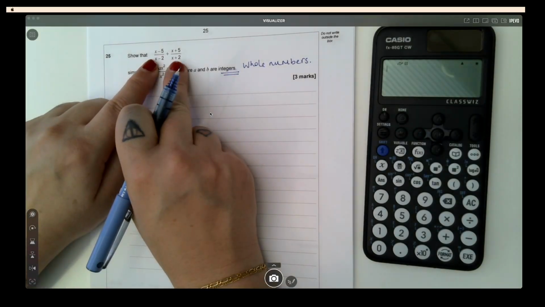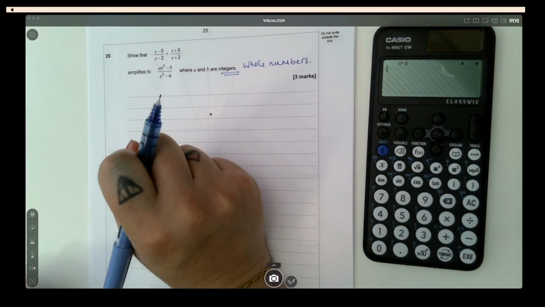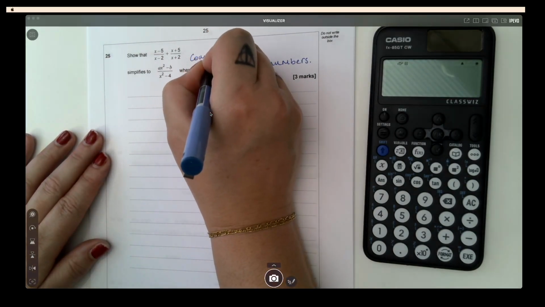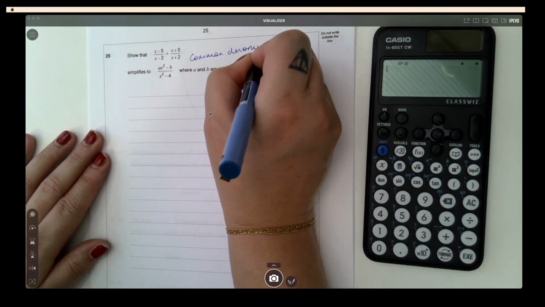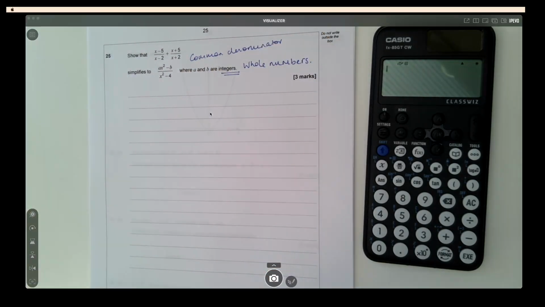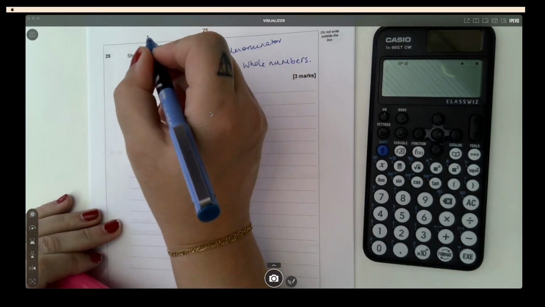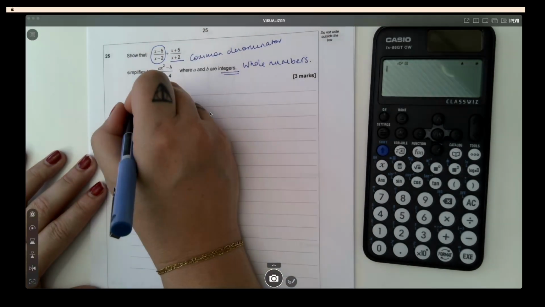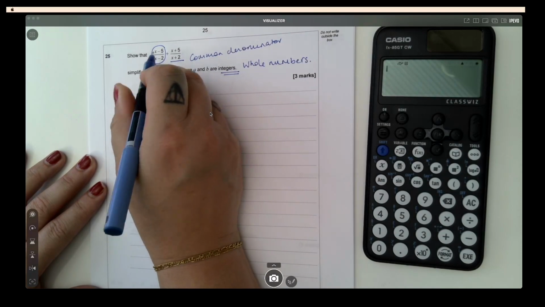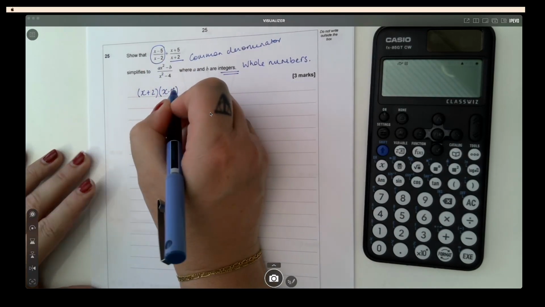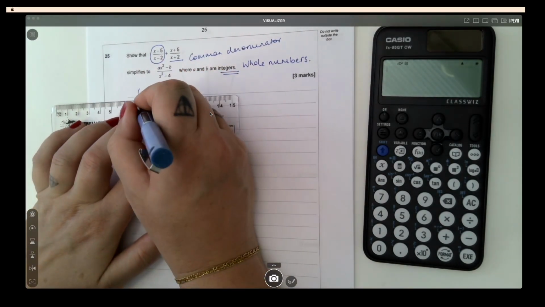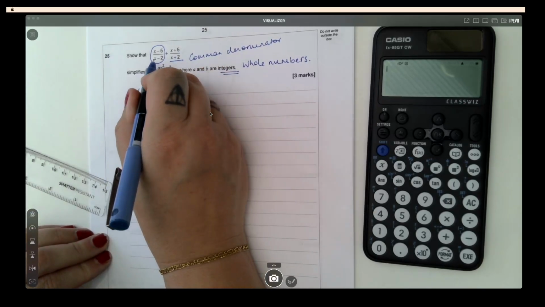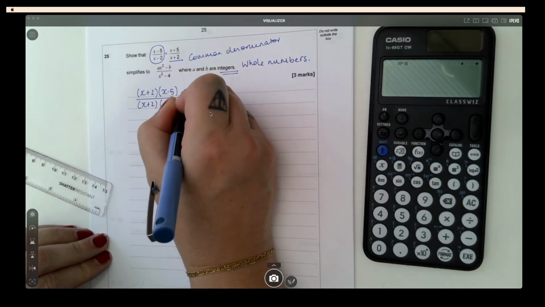Okay, so we've got algebraic fractions. Yes, they look messy because they've got algebra, but we know how to add fractions. To add fractions, we need a common denominator. So we're going to multiply this fraction, top and bottom, by x plus 2. So x plus 2 multiplied by x subtract 5. And then we do the same on the bottom: x plus 2 is what we're multiplying, and then we've got the x subtract 2.